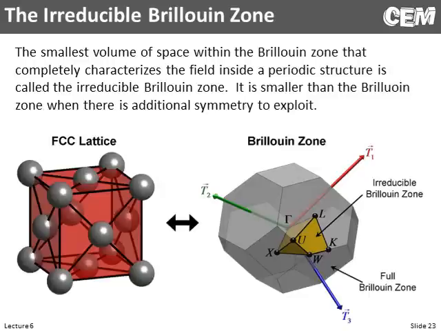Now, if your unit cell is very crazy and there is no symmetry, then the Irreducible Brillouin Zone and the Brillouin Zone are the same thing. Okay, so that's all the lattice vector theory. Now we want to talk about electromagnetic waves inside periodic devices, and hopefully we can find some simplifications to help us.